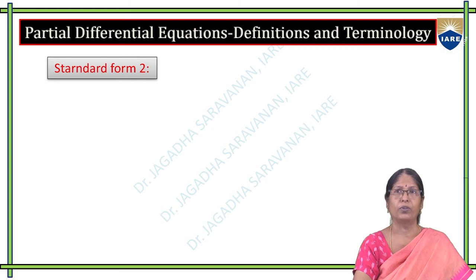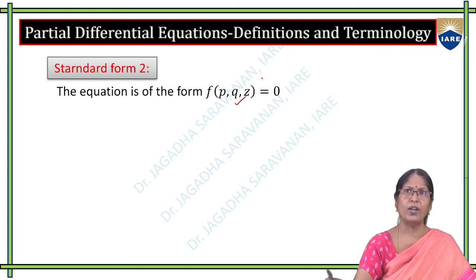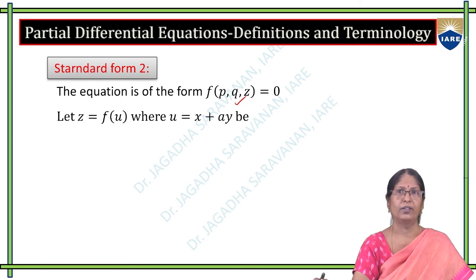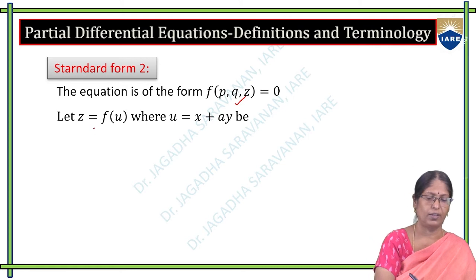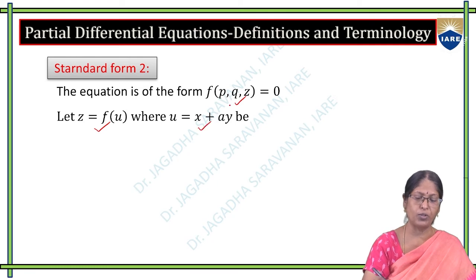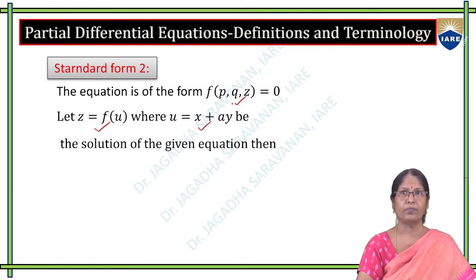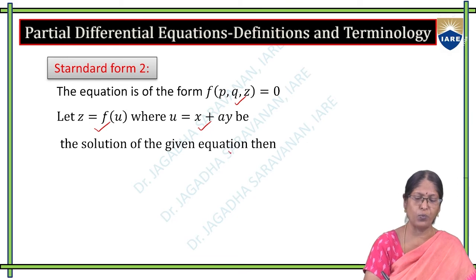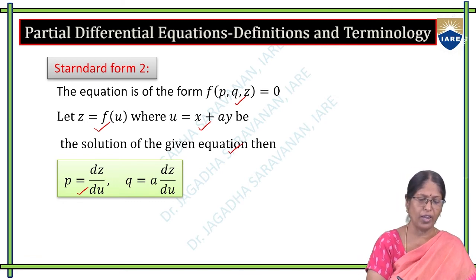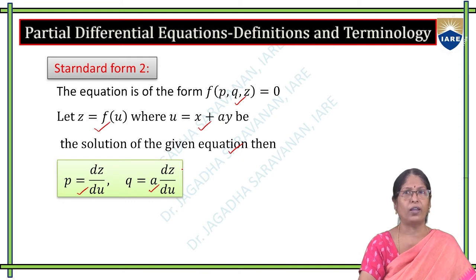Standard form 2: it has only p, q, z, x, y; strictly x and y are not there. Then what is the terminology subjected to that? z equal to f of u, where u equal to x plus ay. Then the solution of the given equation is p equal to dz by du, q equal to a dz by du.